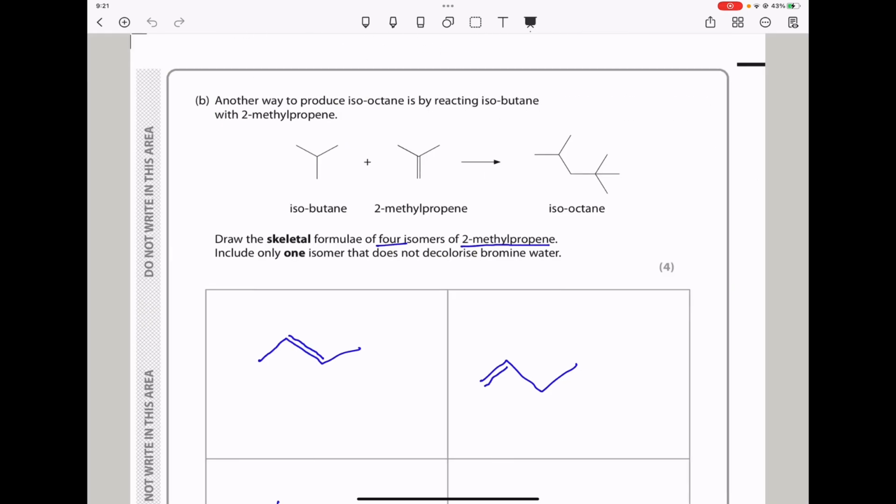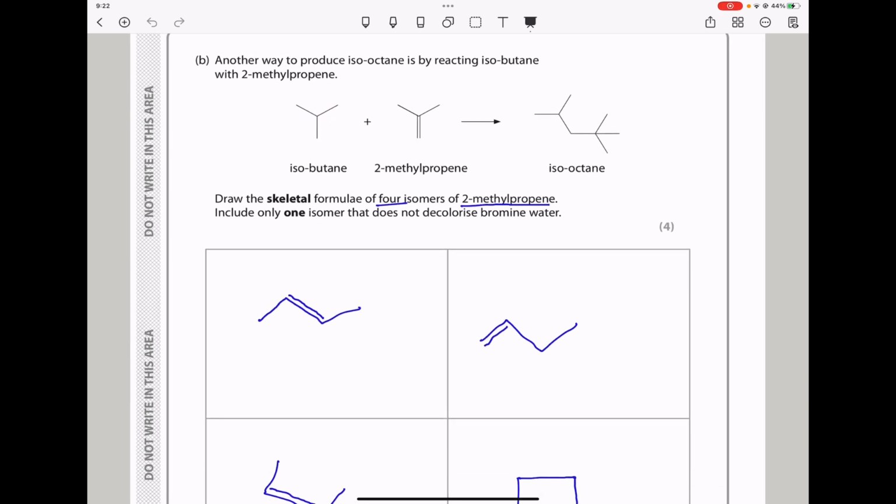Here they say, another way to produce isooctane is by reacting isobutane with 2-methylpropene, which is that and that to form that. So they say draw the skeletal formulae of 4 isomers of 2-methylpropene, including only one isomer that does not decolorize bromine water. It means they want us to include an isomer that does not have a carbon-carbon double bond. Because this isomer is an alkene with a general formula CnH2n, the only isomer that will not decolorize bromine water should be a cyclic compound, because they also have the general formula CnH2n.